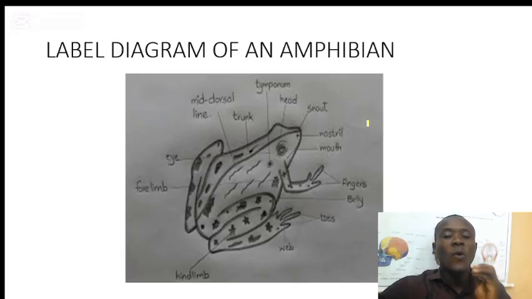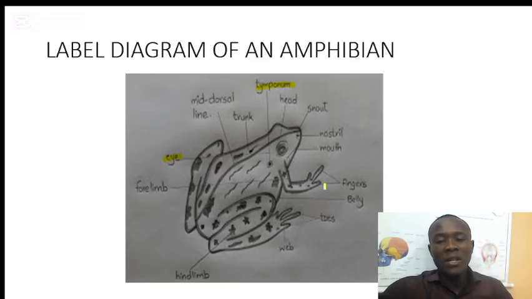You need to know how to label it correctly and you need to know the function of some of these parts. They have tympanum. They don't have this pinnae, this ear that we have. What they have is called tympanum, which they use for hearing. And they have eyes for vision. They have the mid dorsal line, which is just a line running across the length of the body.